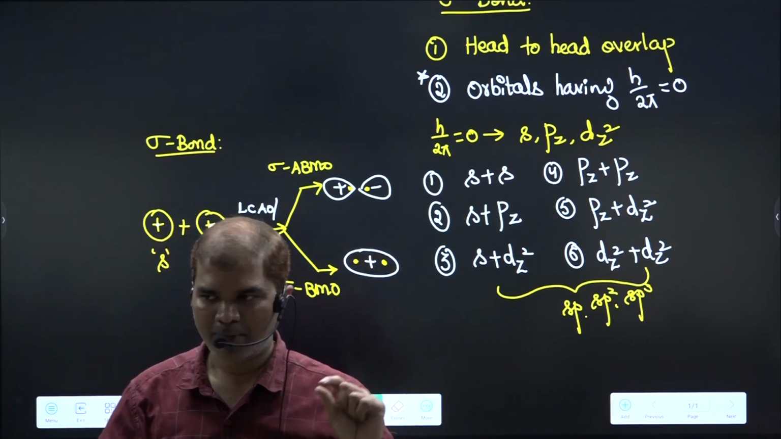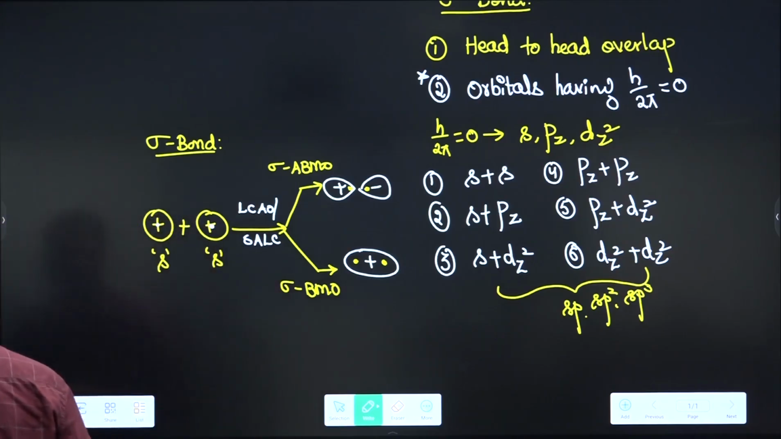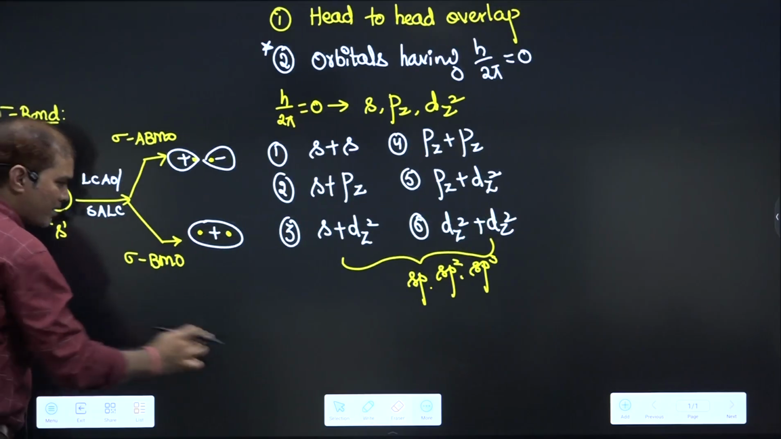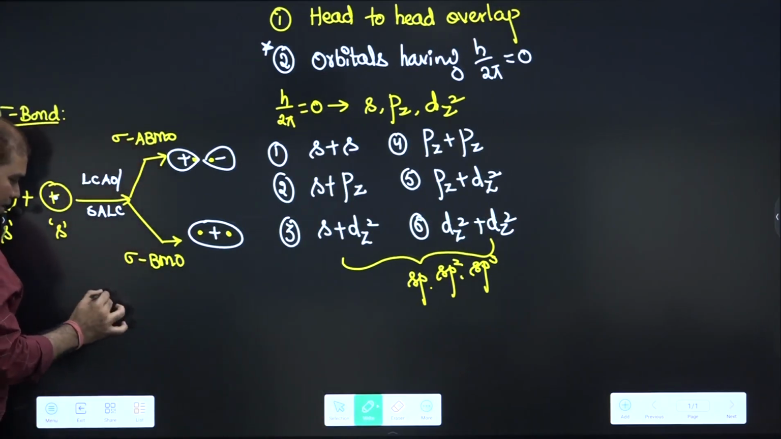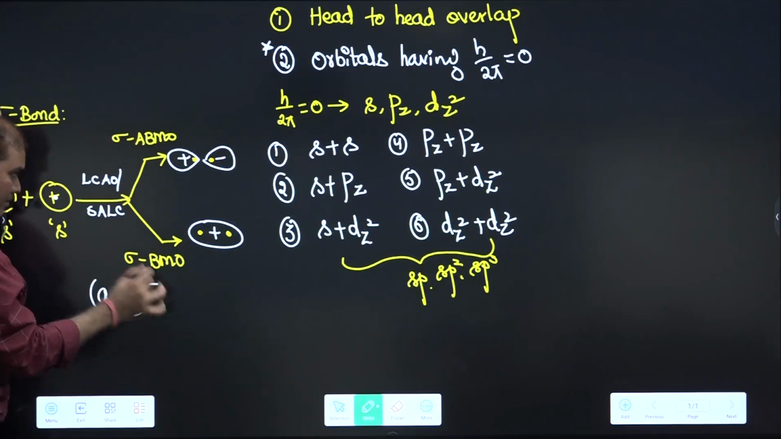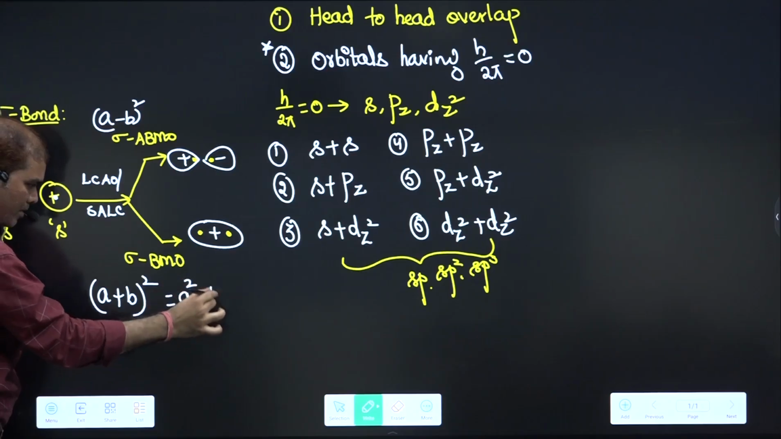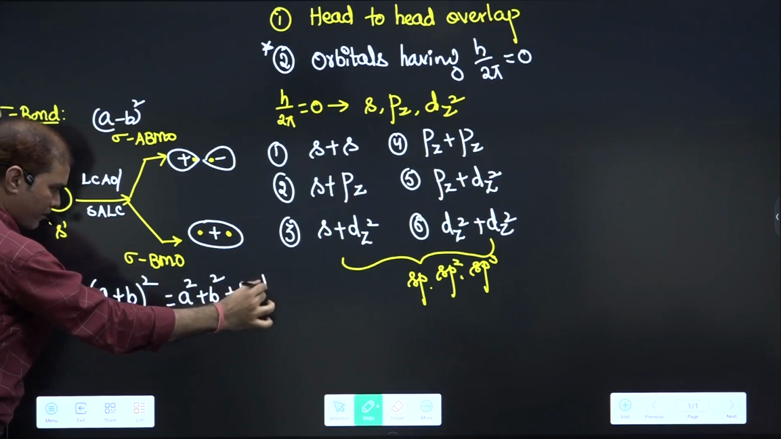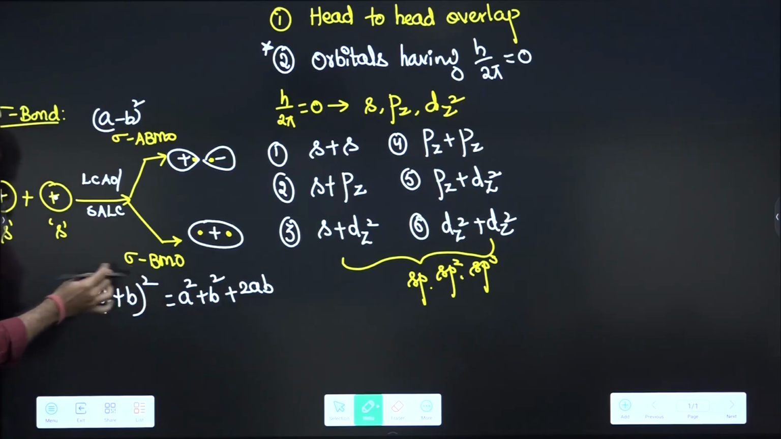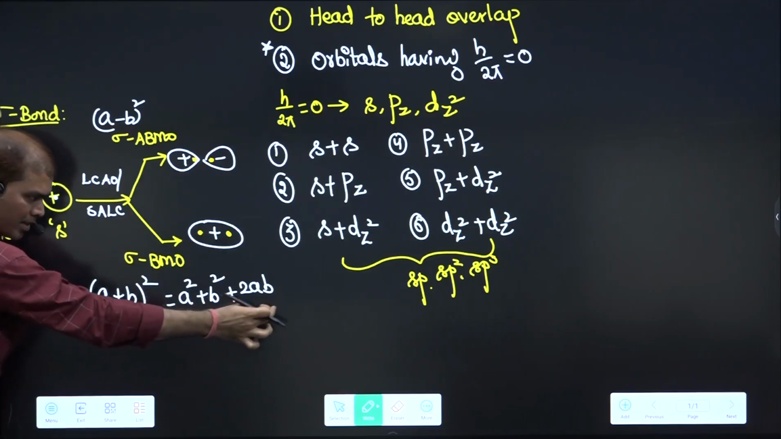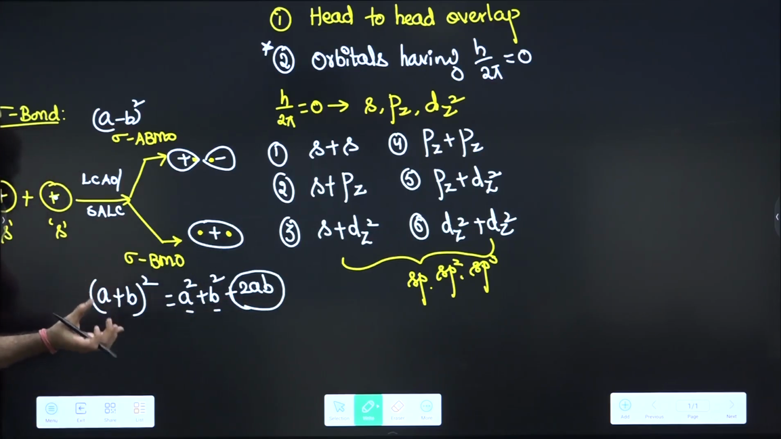So a plus b whole square, what is the formula? I think I am asking you very basics of math. A plus b, a minus b. This is a square. In this case, a square or b square is the electron density of pure atomic orbital. A square and b square is as it is there. But along with that a square and b square, there is an increased electron density by 2ab units.